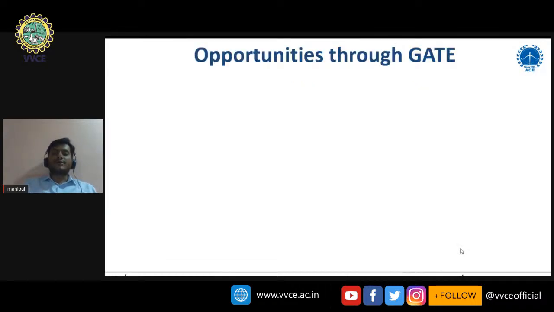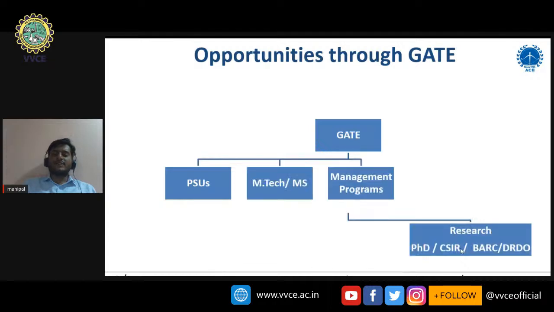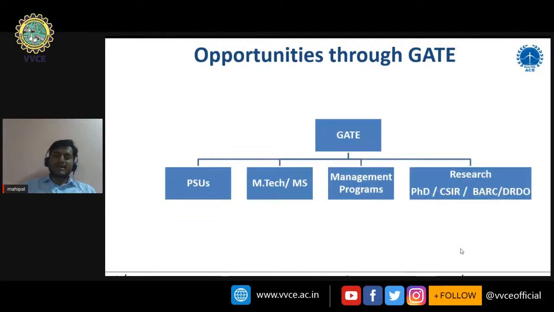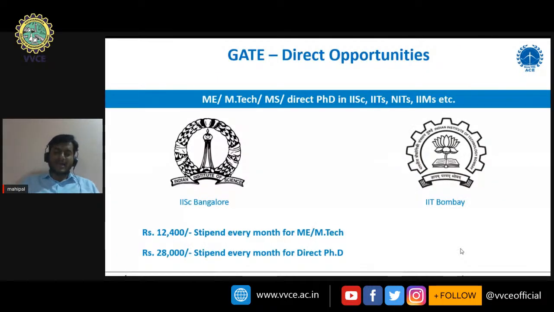So what opportunities are available through the GATE examination? There are majorly four opportunities that are available. One is doing masters. Second one is getting jobs in PSUs. Third one is management programs. Fourth one is research. You can do a PhD, you can become a JRF, you can become a scientific officer. So a lot of options are available in research. You can become any one of those. Let us see one after another how these opportunities are going to help us.